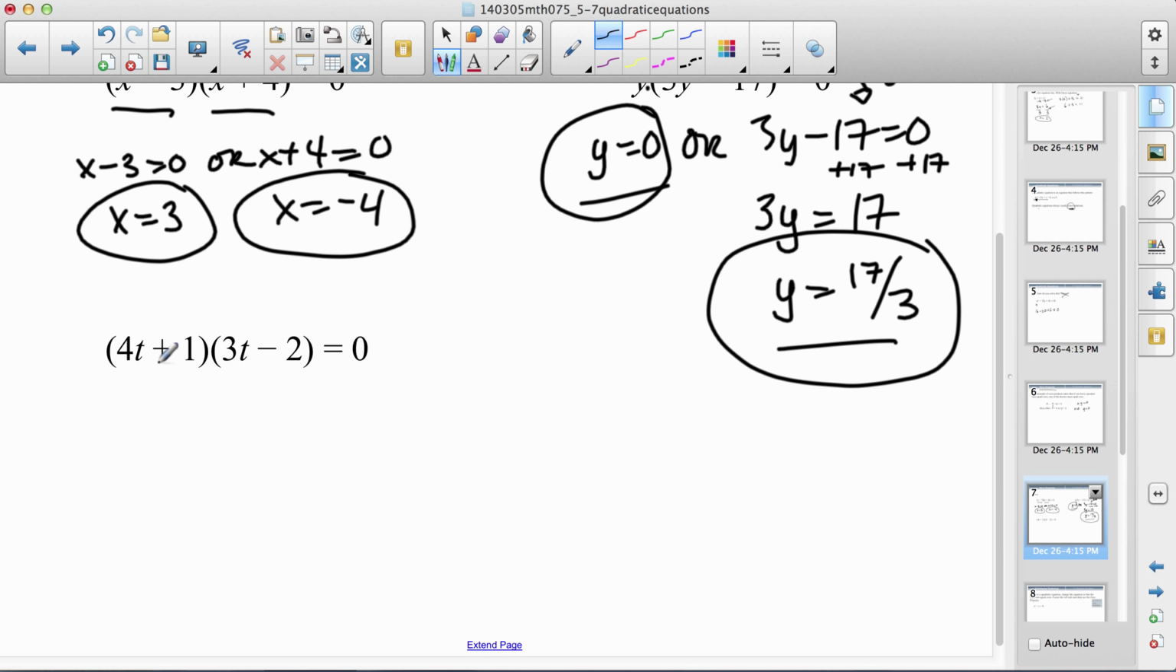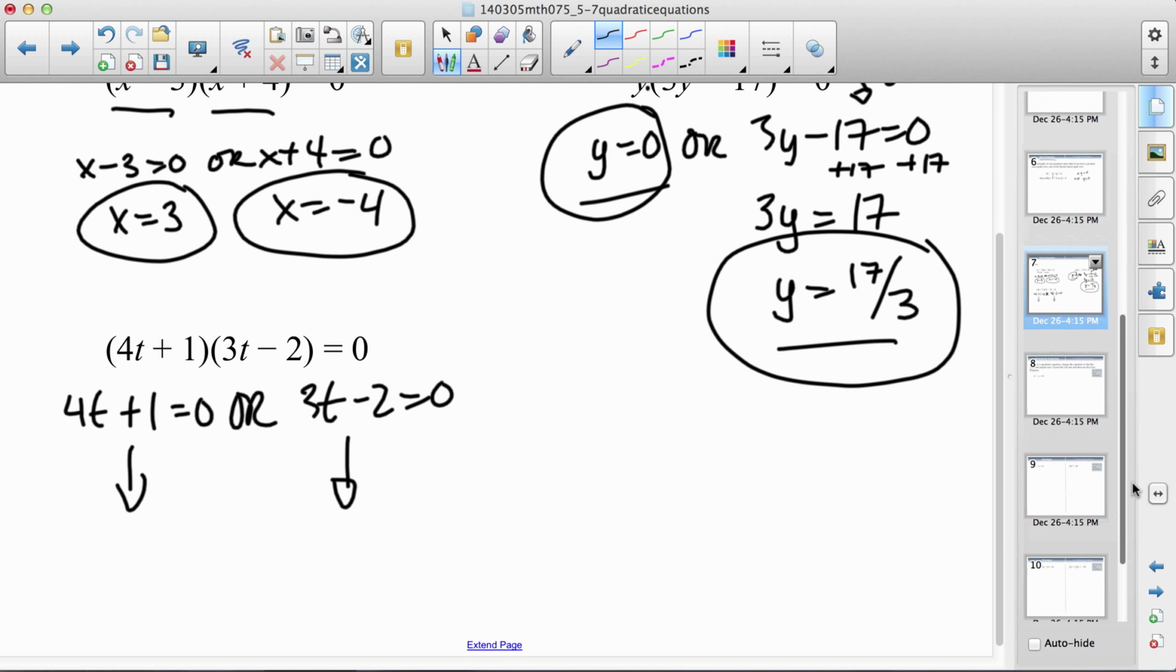Here's another one. Something times something equals 0. You do the same thing. I won't do the whole thing, but it'd be 4t plus 1 equals 0, or 3t minus 2 equals 0, and then you'd solve each of those linear equations.